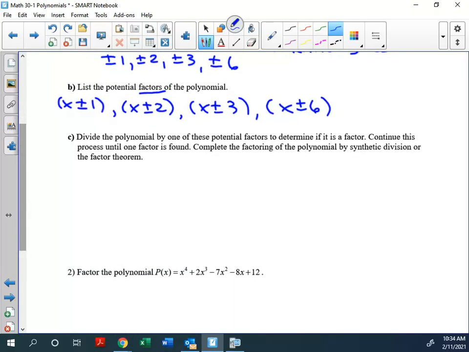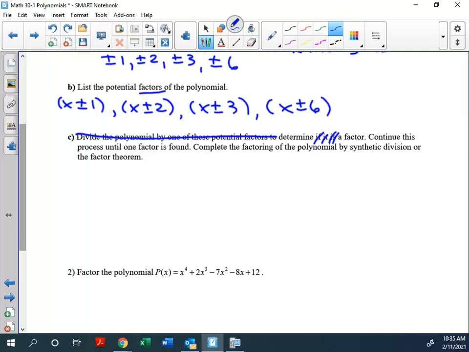Divide this polynomial by one of these potential factors to determine if it is a factor. Continue this process till 1 is found. Let's just determine a factor. I've never liked that setup because I don't want you to do synthetic division a whole bunch of times to find one. I want you to find a factor using a potential 0. Does that make more sense?